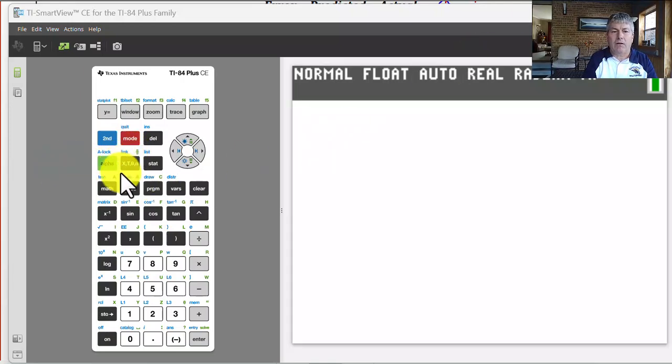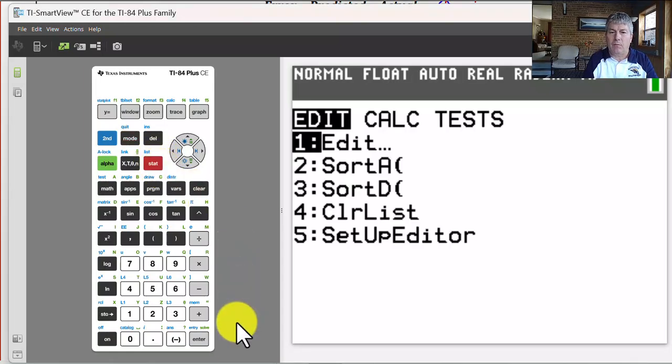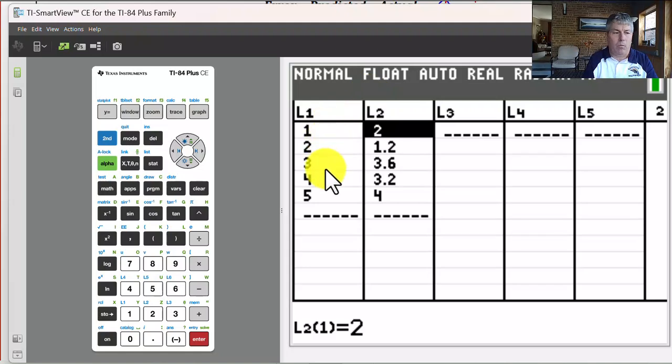So I have my calculator out, and I'm going to go ahead and enter the data into my list. So stat, edit, and I put 1, 2, 3, 4, 5 into list 1, and 2, 1.2, 3.6, 3.2, and 4 into list 2.